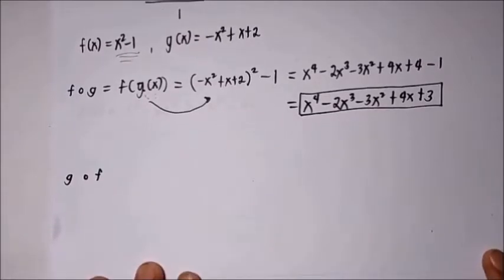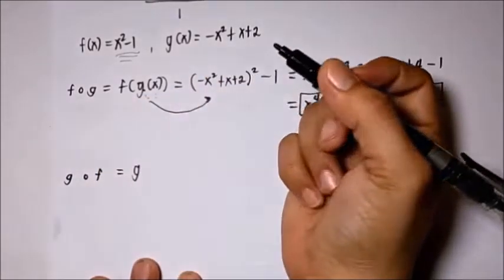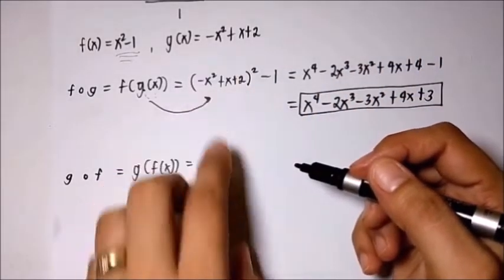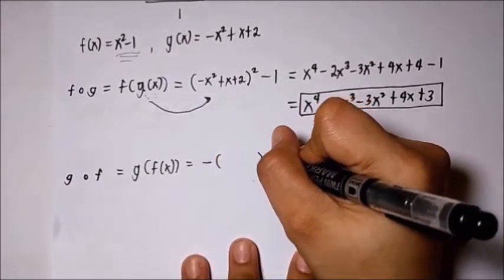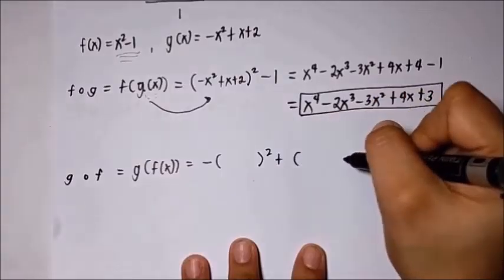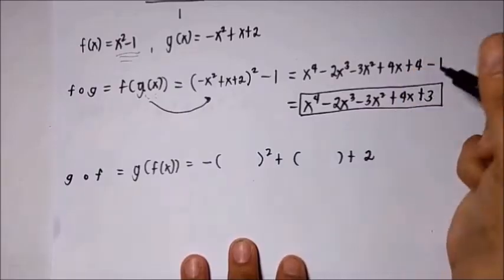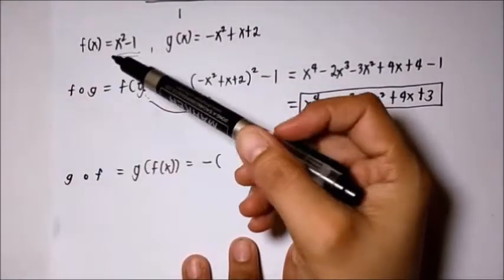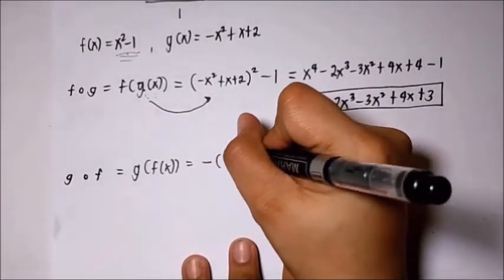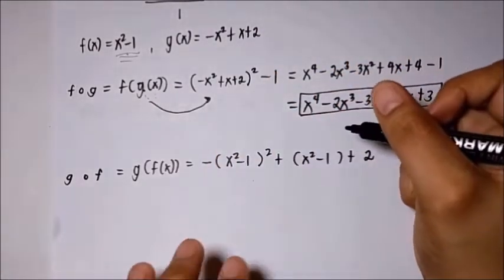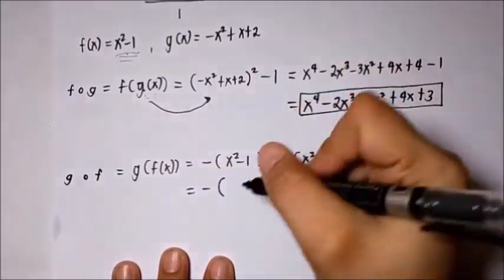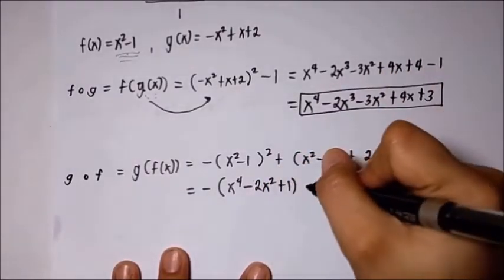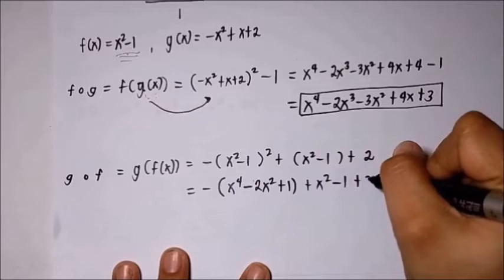So it's the same with g of f. So g our function, and then f would be the values of x. So the value now of g is negative of x squared plus x plus 2. So what would now be the value of x? It would be coming from f of x. And f of x is x squared minus 1. So this is also x squared minus 1. So let's expand. Negative of x raised to 4 minus 2x squared plus 1. And then positive x squared minus 1 positive 2.